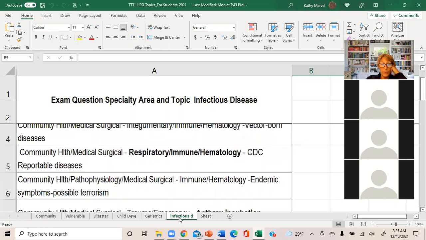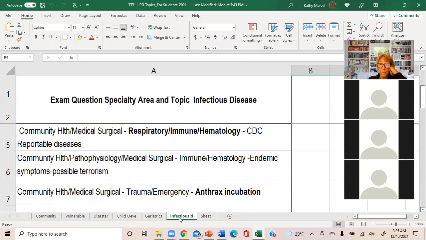And here's our CDC reportable diseases. I don't know that you need to know what the reportable diseases are, only that there are certain ones that need to be reported, right? That potentially have large community impacts if they're not.